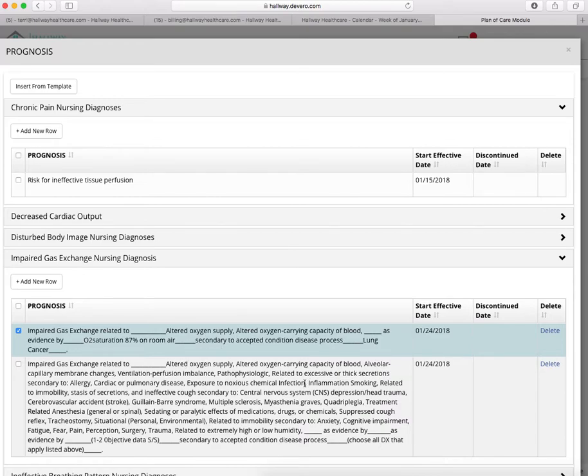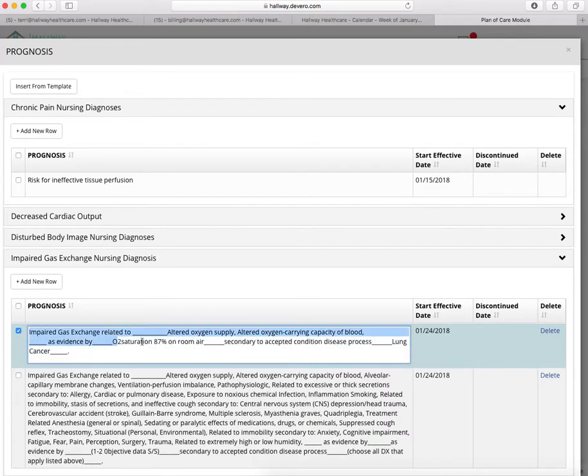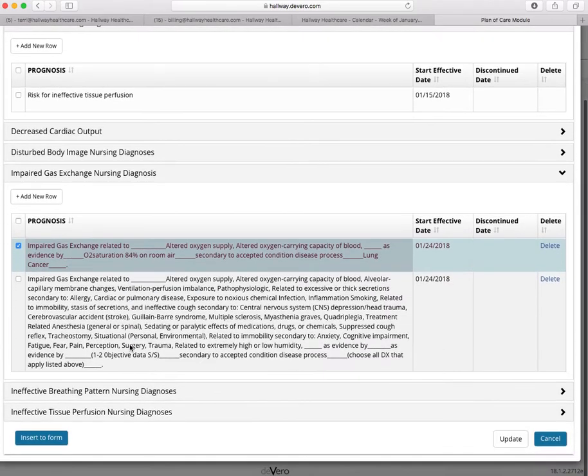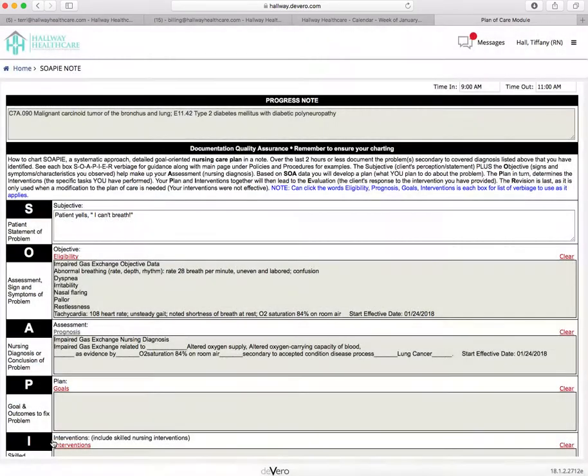Is there any other related factors in here? No, he doesn't smoke. Related to immobility? No. An ineffective cough due to head trauma? No. Okay, so I still like what I kept because his is more to lung cancer. Okay, but I do need to change his oxygen saturations because that did change, obviously. That was 84% now. Okay, so that's my diagnosis. I say insert to form.